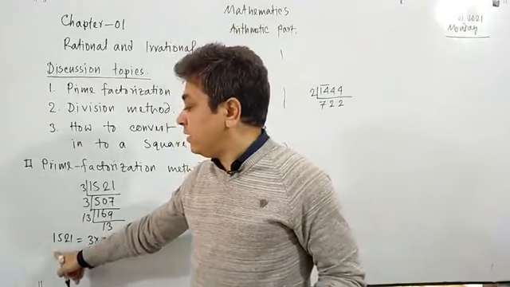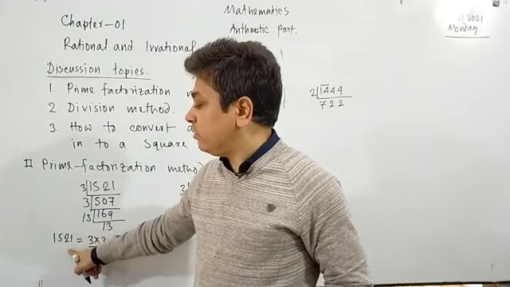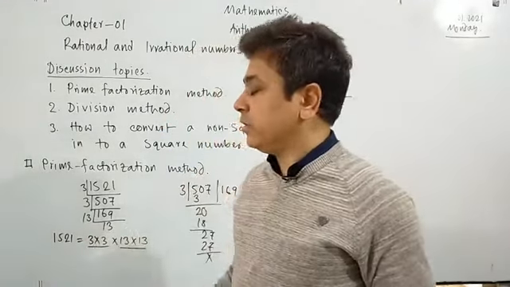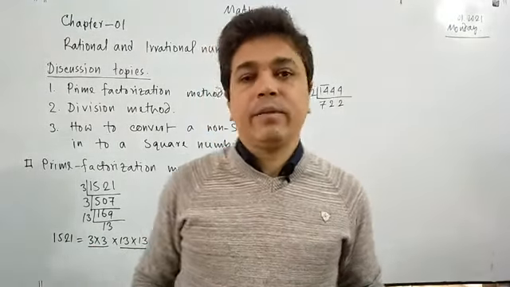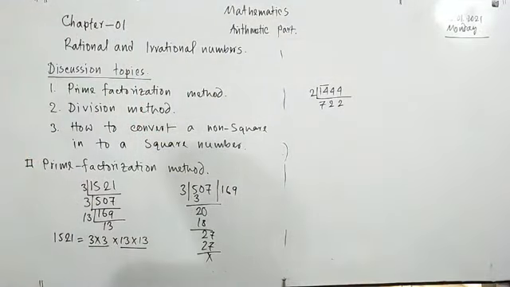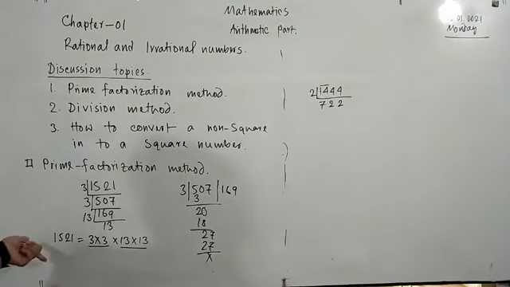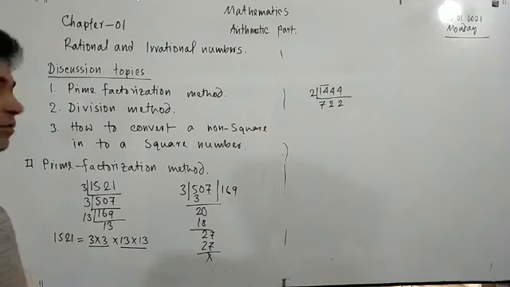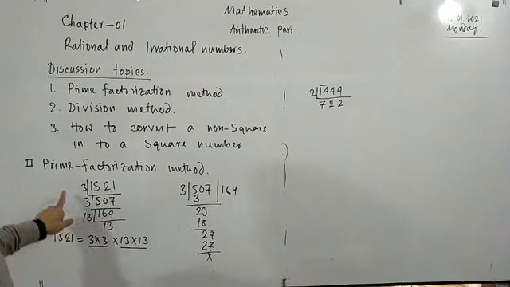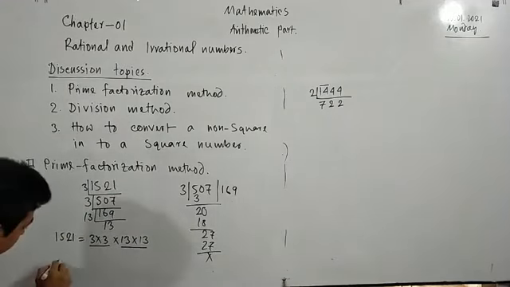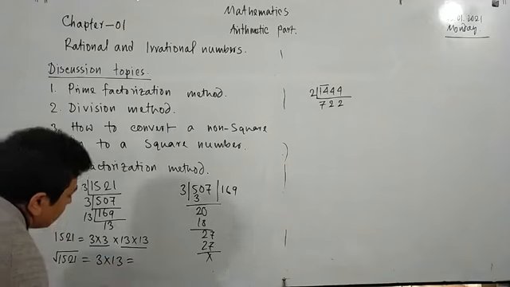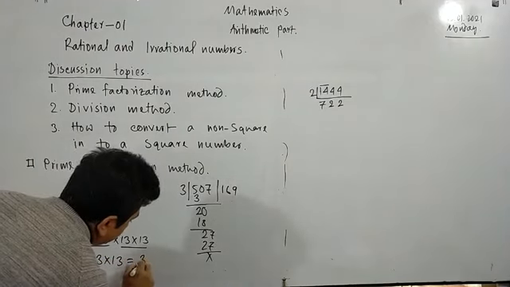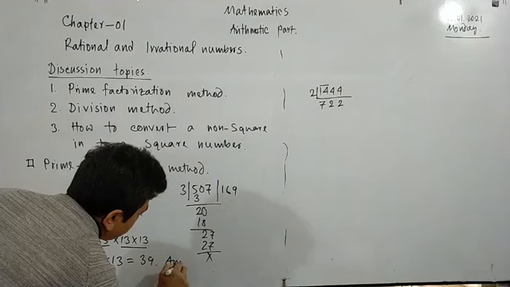So when we write the square root of 1521, we must take just only 1 from each pair. My dear students, I hope all of you are understanding what I'm trying to tell you. And within very few seconds we are going to complete this problem. So the square root of 1521 equals 3 into 13. 3 into 13 equals 39. So that is our required answer.